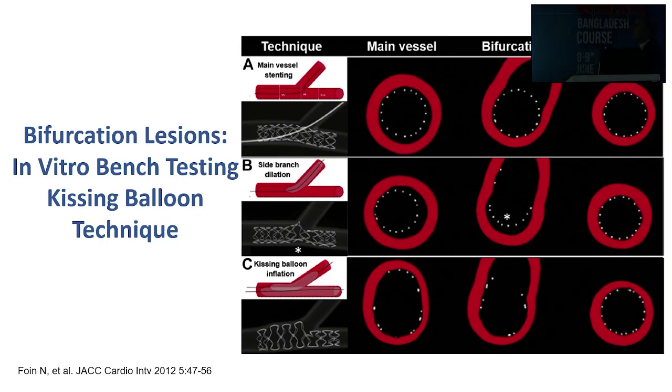So we talk about this and why this is so important. Because the arteries are rounded. And if you do kissing balloon, you deform this stent because of the characteristics of the balloon.